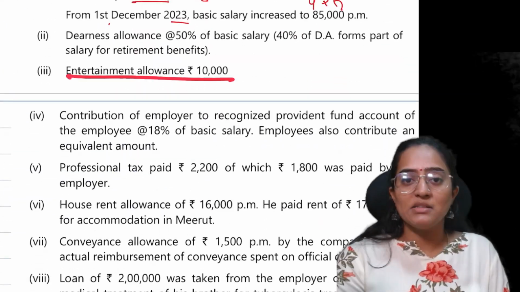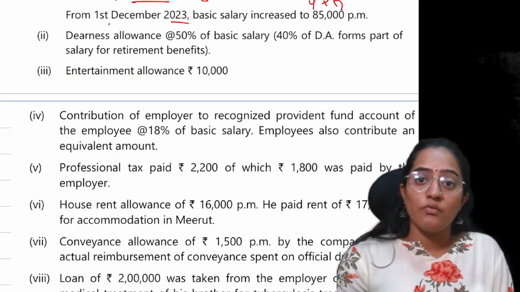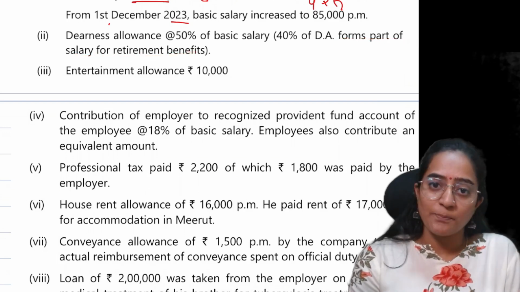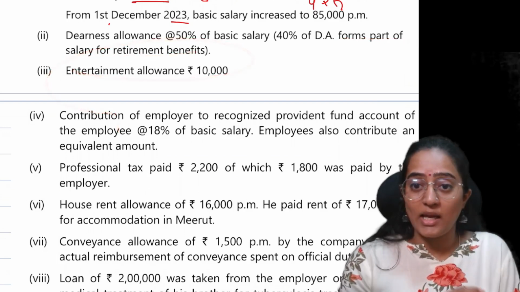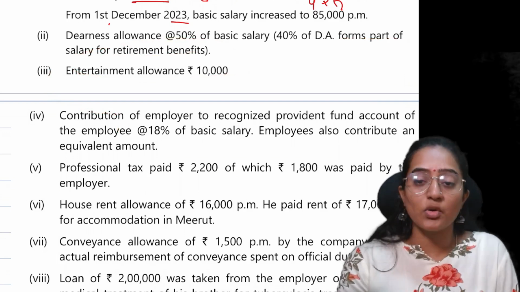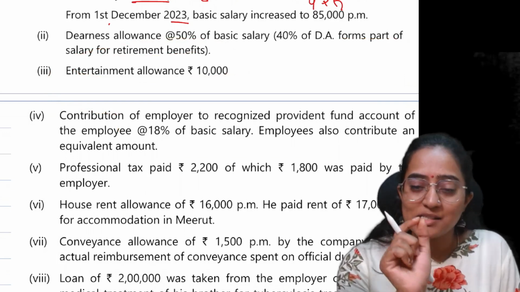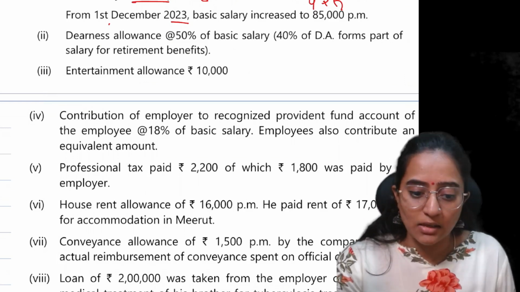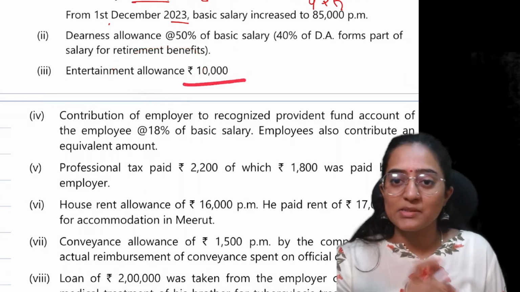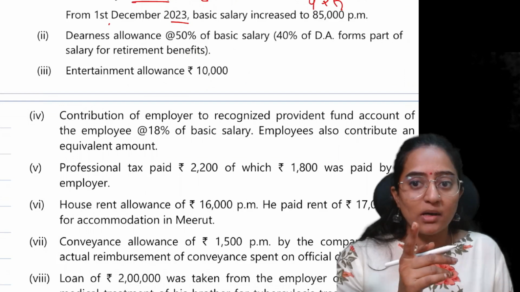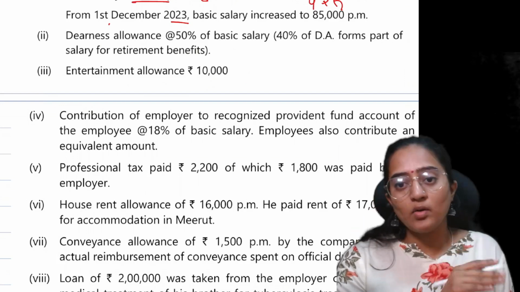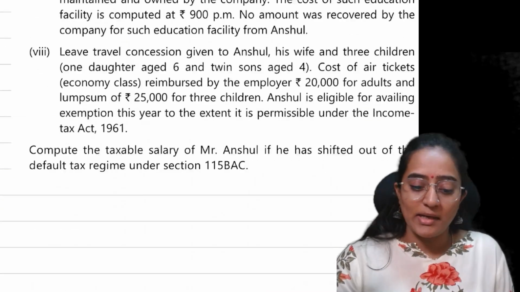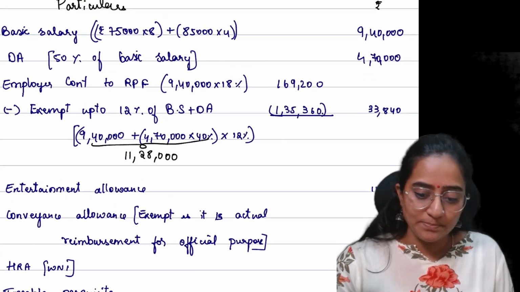Next, entertainment allowance of how much? 10,000. 40% of DA forms part of the salary for retirement benefits. Entertainment allowance is 10,000 rupees. What do you mean by this entertainment allowance? Is it a perquisite or is it an allowance? This is an allowance, so it is going to be 100% taxable. In case of perquisite telephone facility given by employer to employee, it will be exempted. But here in this case, it's going to be taxable. So entire entertainment allowance is taxable.